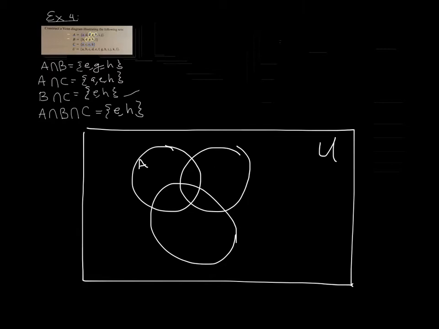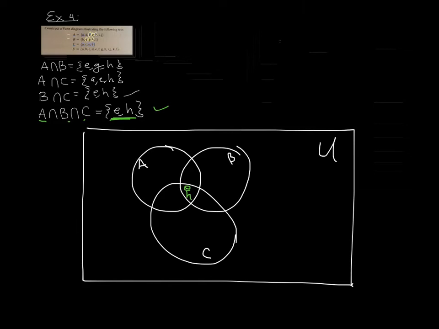Right, so here's A, B, and C. And the first set that we start with, or the elements, are the intersection of A, B, and C, which is right in the middle. So I probably should have drawn this a little bit bigger, but here is E and here is H. All right, E and H are the only elements that are common to all 3 sets. So we're basically done with that one.